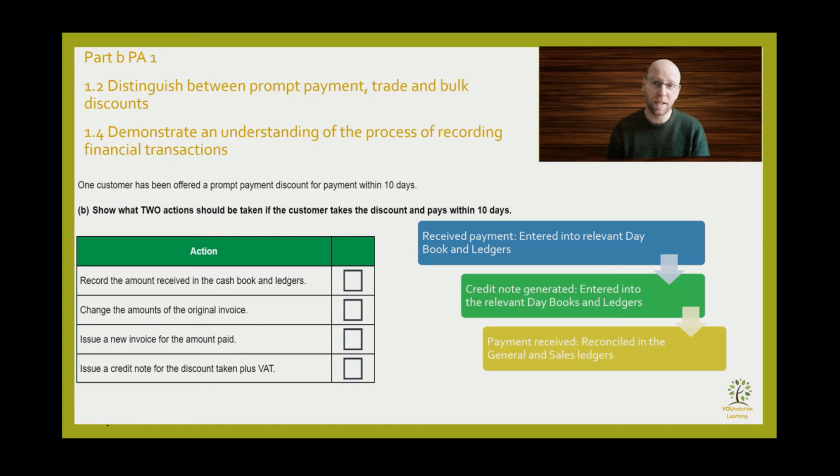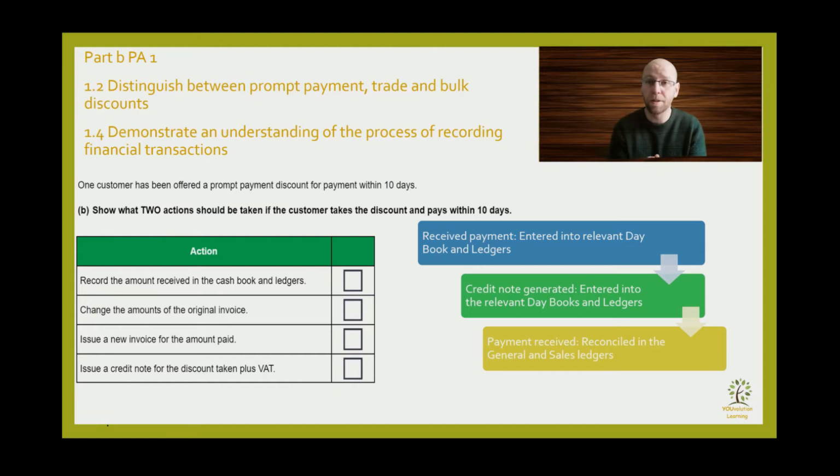When a customer takes a discount, we receive that payment from them, we put it into our cash book. We've seen that they've taken the prompt payment discount, so then we need to raise a credit note for that discount, and that gets entered into the discounts allowed daybook. And then once that's happened, we process those daybooks into our general ledger and sales ledgers as well. That's the process. So when we look back at the actions they give us, the first one says, record the amount received in the cash book and ledgers. Well, that's the very first step that we take.